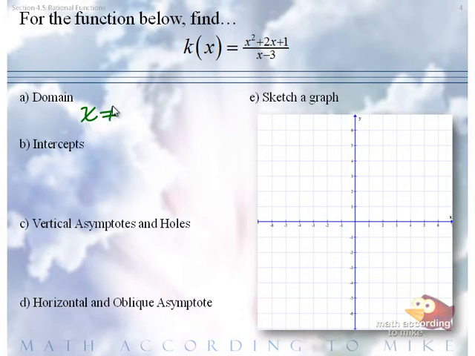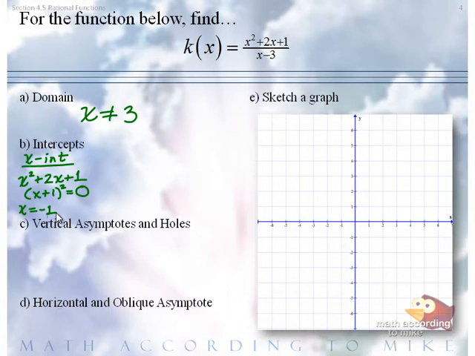Good. X is not equal to 3. Intercepts, let's start with the x-intercepts. Set the numerator equal to 0. What do you get for x? Yep, just -1, because this factors as (x plus 1) squared. Be careful when you factor this, you do not write (x plus 1)(x minus 1). Is -1 a possible x-intercept?